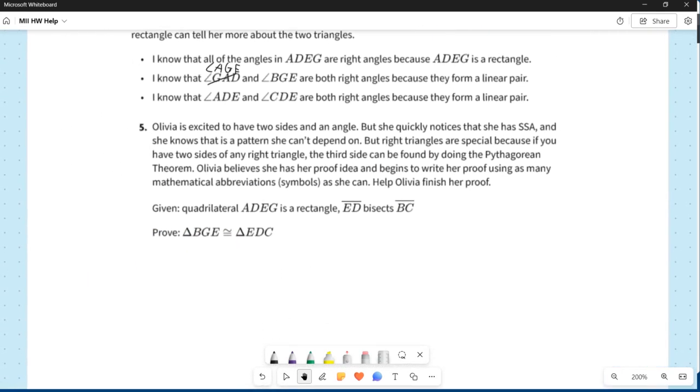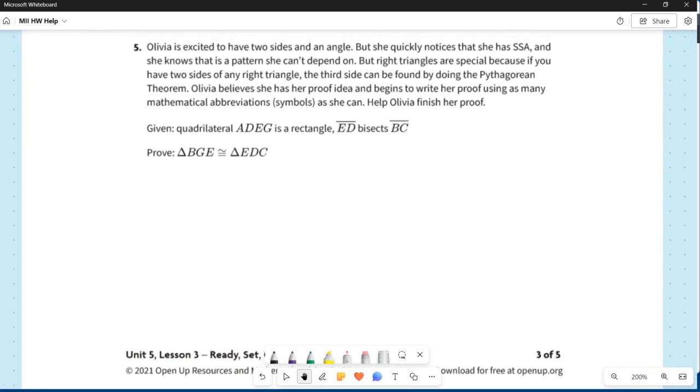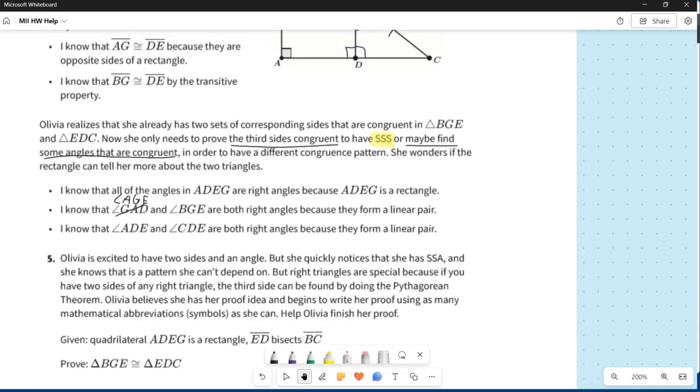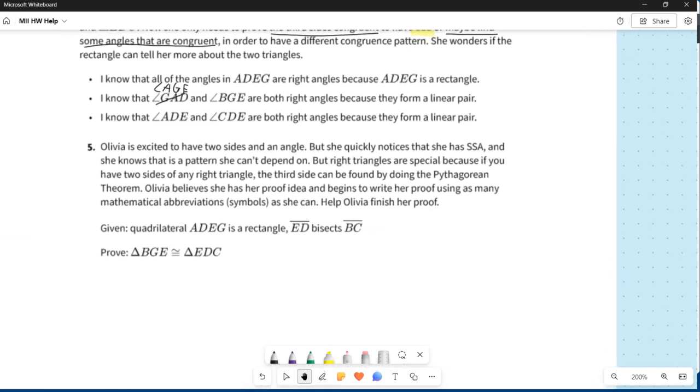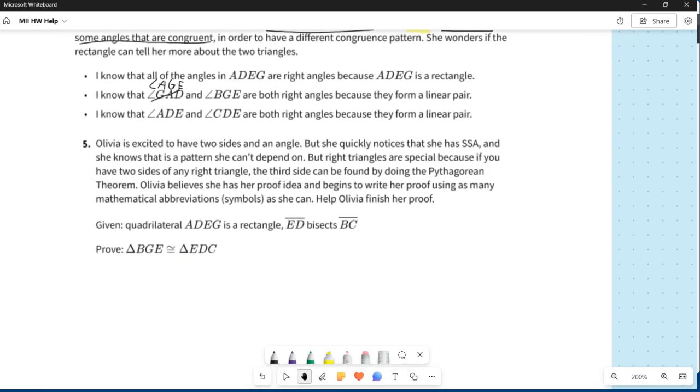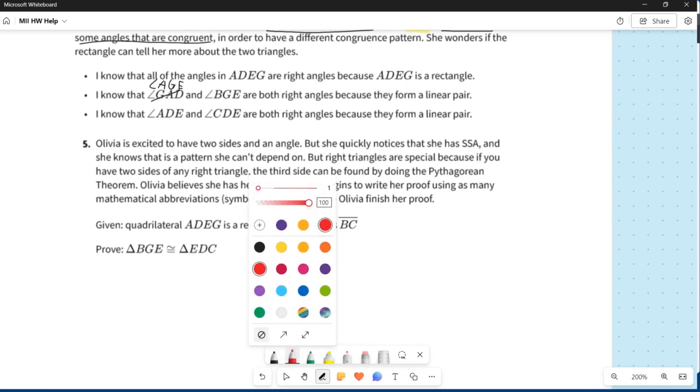All right. Now, finally getting to question 5. Olivia is excited to have 2 sides and an angle. So looking at both of these triangles in this picture, that is BGE and EDC, they've got 2 pairs of congruent sides and 1 pair of congruent angles. But she quickly notices that she has side-side-angle. No good.